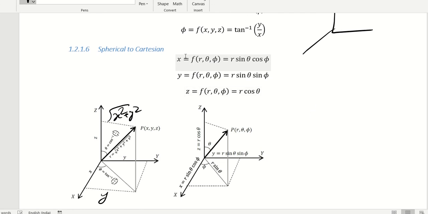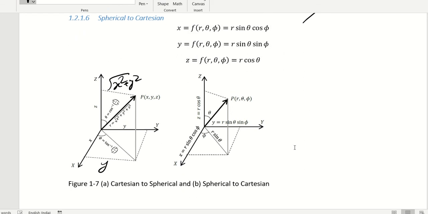Similarly, you can see spherical to Cartesian. So spherical we had r, theta, phi. We have to convert this into x, y, z. So x will be r sin theta cos phi, y will be r sin theta sin phi, and z will be r cos theta. Now this is very important to understand. Okay, so this if you understand, you are done. Nobody can remember all three formulas. So I will tell you how it is converted.